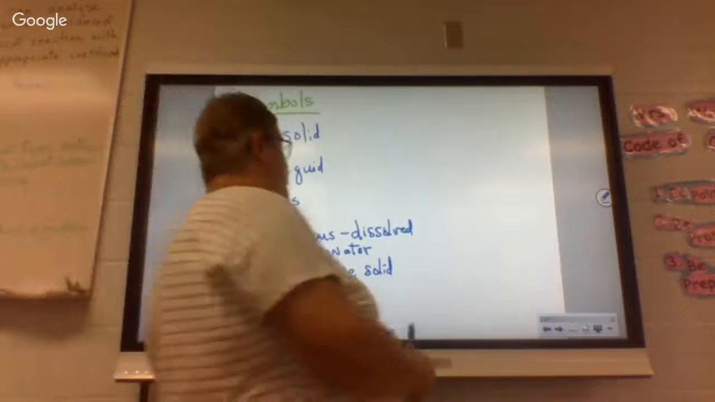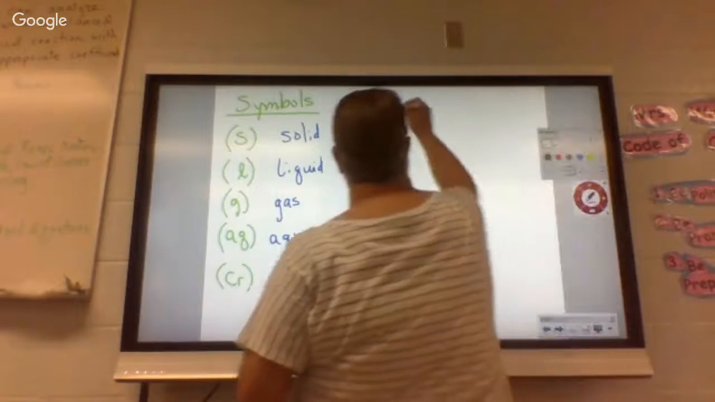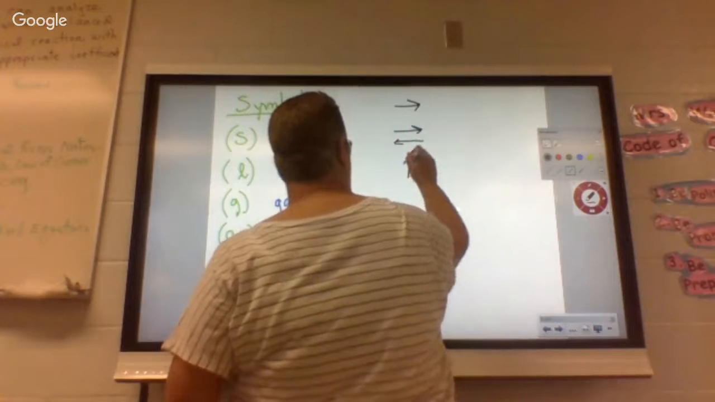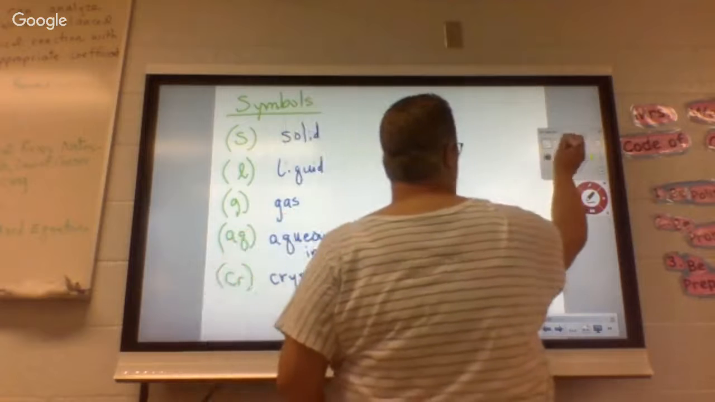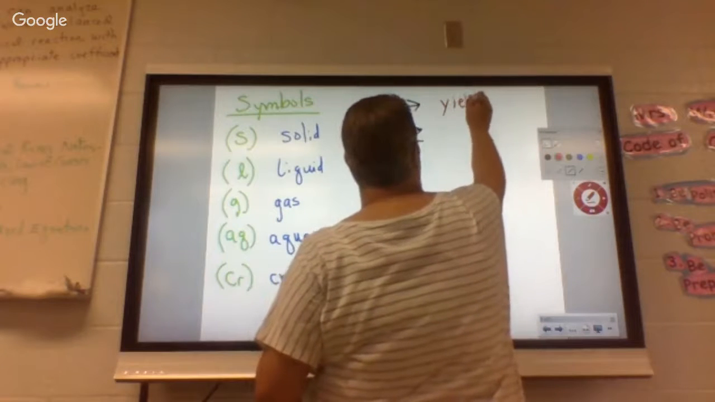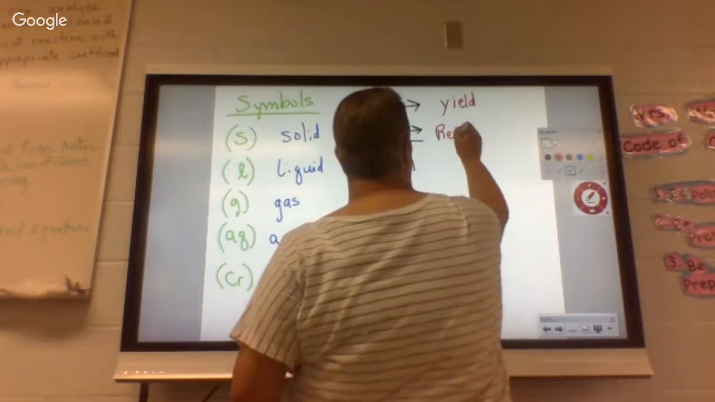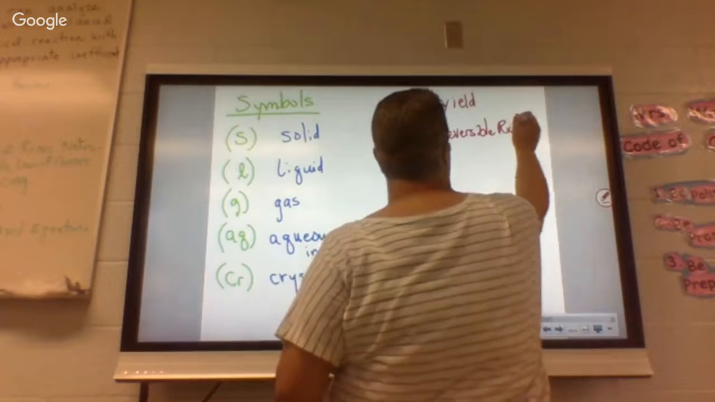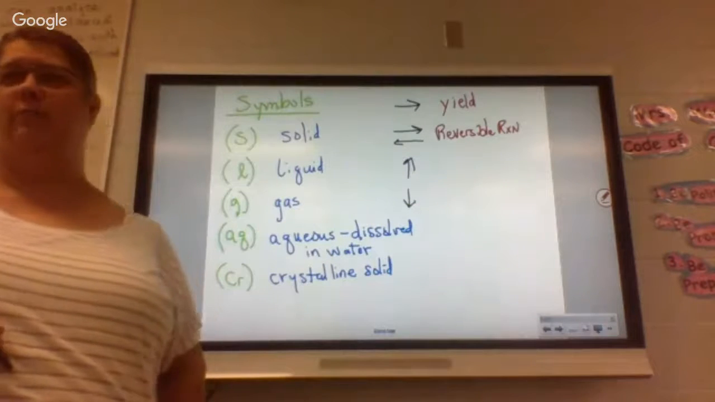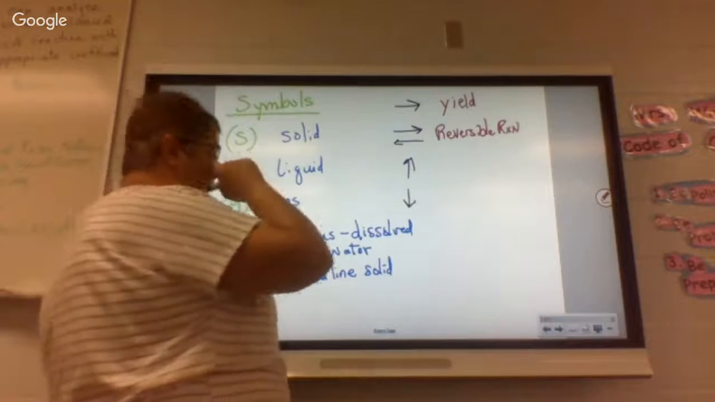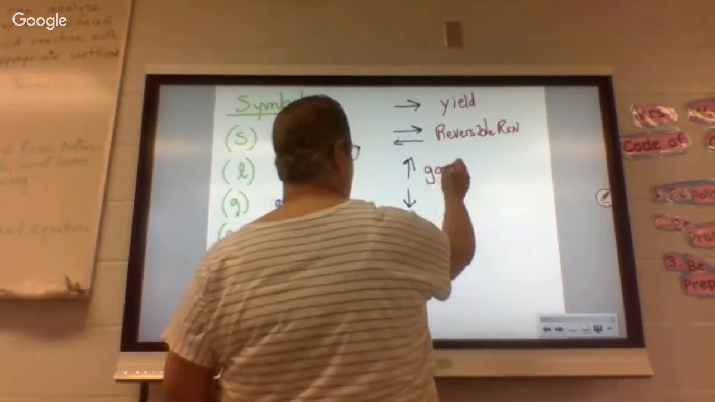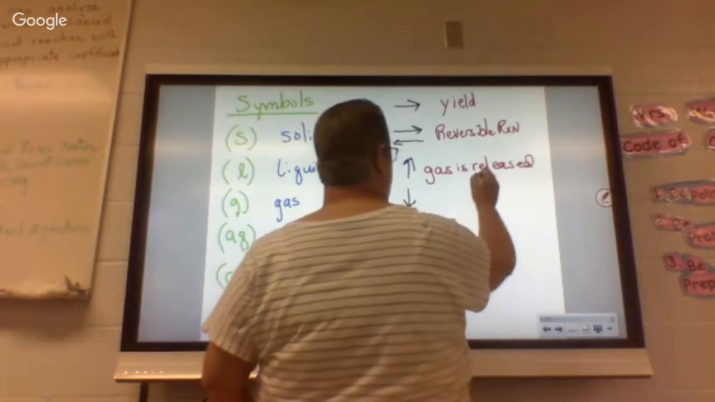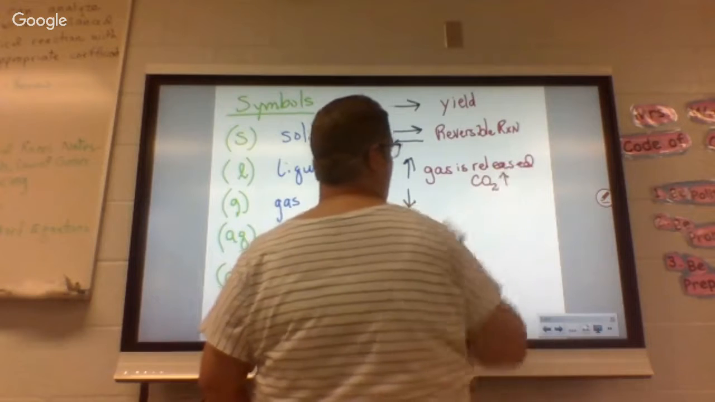All right, some arrows that you might see. Now, we've already talked about the yield sign. The two arrows mean the reaction is reversible. You will see this later in the semester when we talk about equilibrium. We will use that quite a bit. An up arrow means a gas is released. So you might see that behind CO2 with an up arrow.